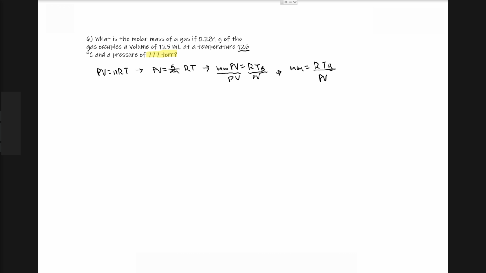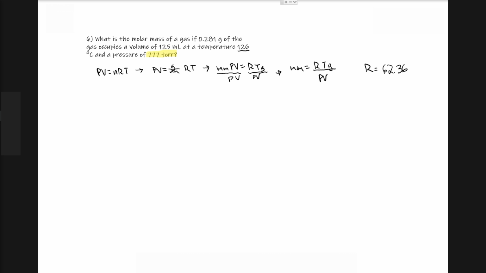Now, another really important thing to keep in mind here, as I've highlighted right here, is that this problem is giving us our pressure in torr. Now, there's a couple different ways that we can approach this. You can know that the ideal gas constant is 62.36 if you're using torr, or we can just go ahead and convert torr into atmospheres.